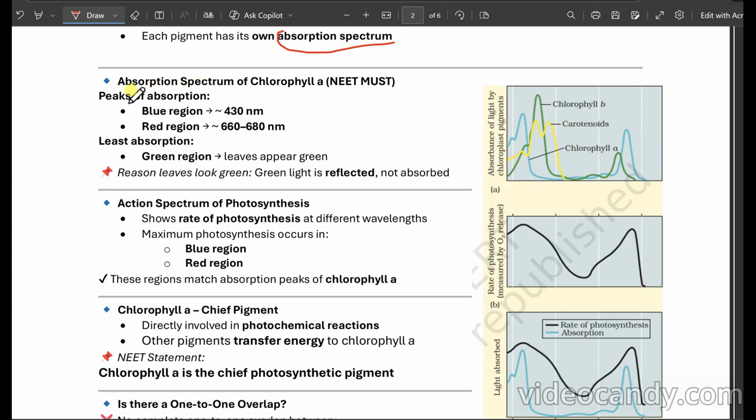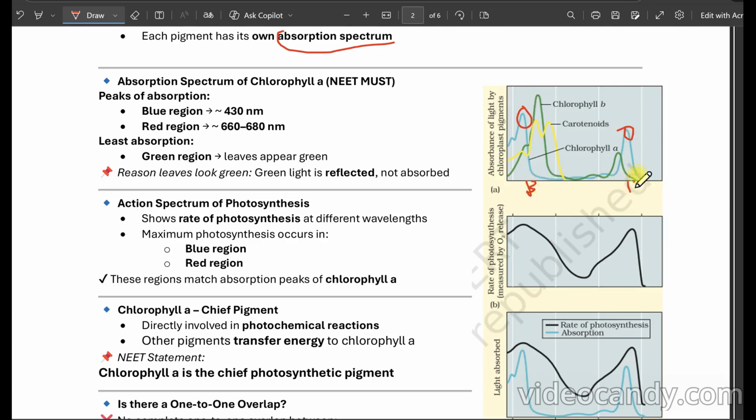So the peak absorption of chlorophyll A is in the blue region and the red region. You can see there is one peak here. The chlorophyll A का एक peak इधर है, and another peak is here. So this is blue light.